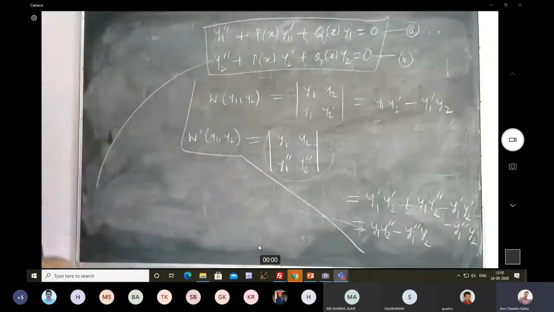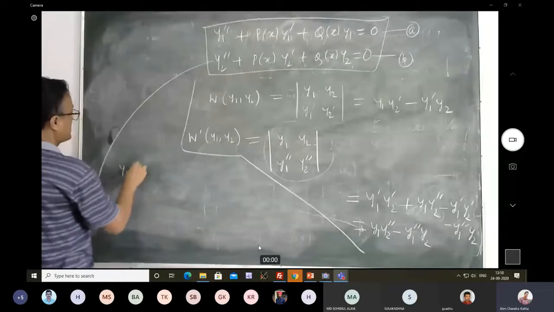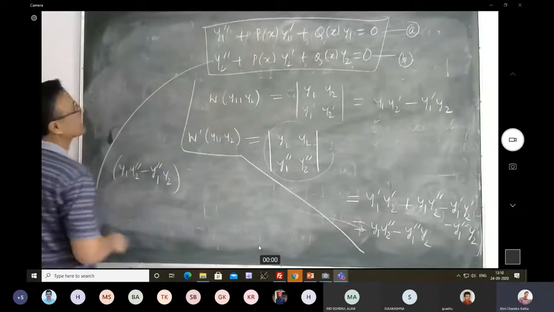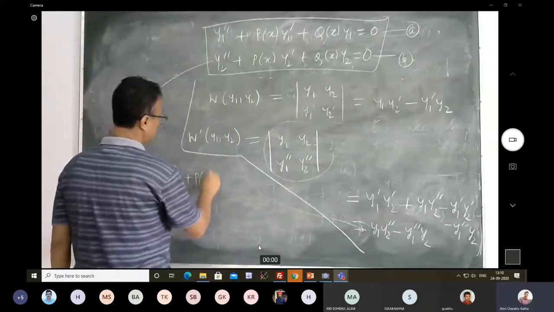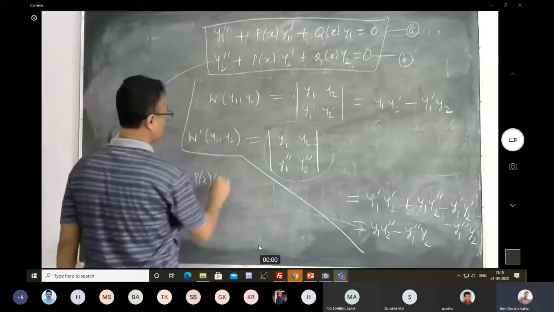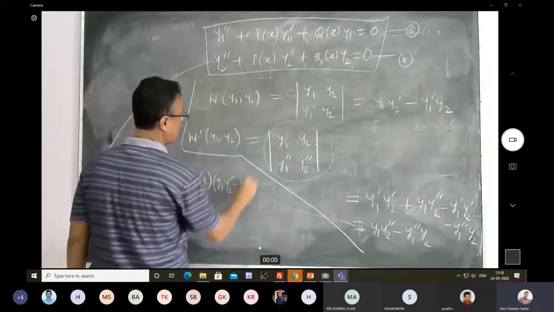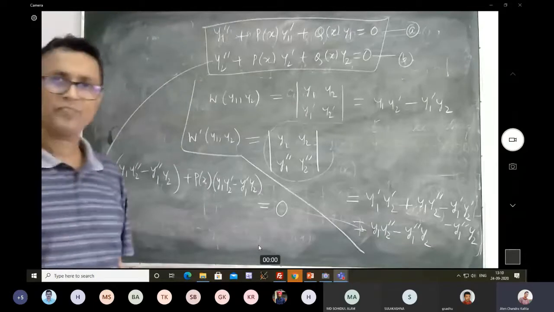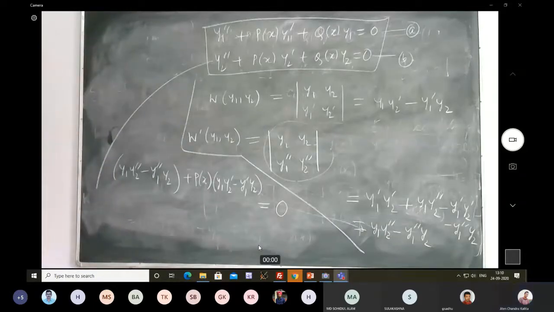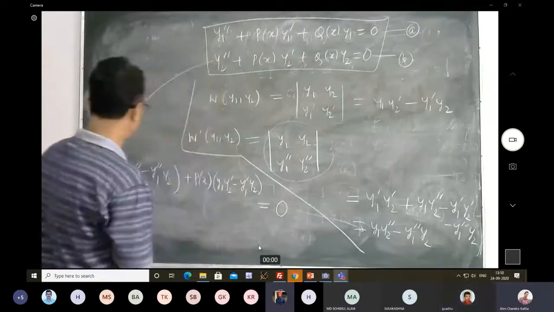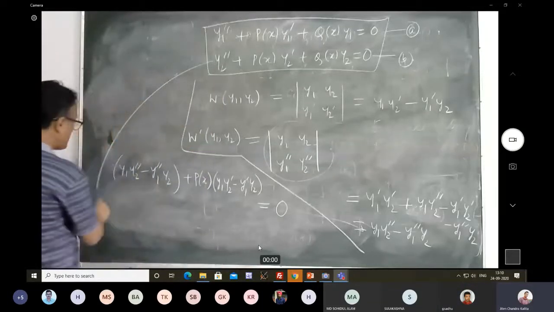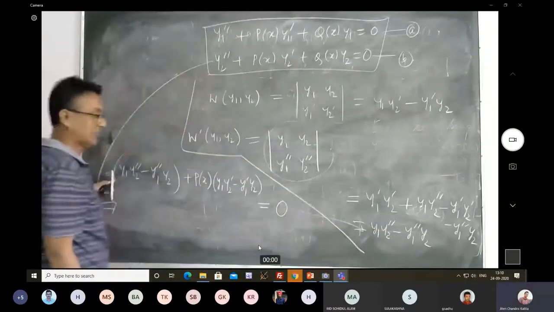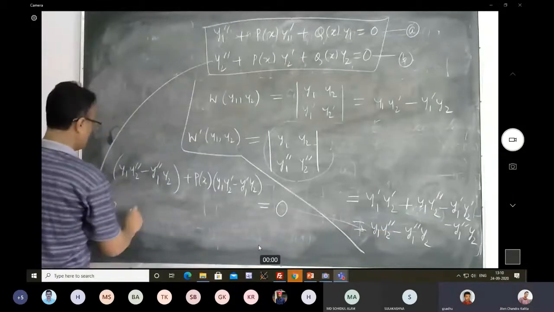Then what I am going to get from here is y1 y2 prime minus y1 prime y2, I'm writing it like that, plus px times y1 y2 prime minus y1 prime y2, and this is equal to 0. Is it okay? Now you can see that this first term is nothing but the derivative of the Wronskian, isn't it? This is W dash, the derivative of the Wronskian.